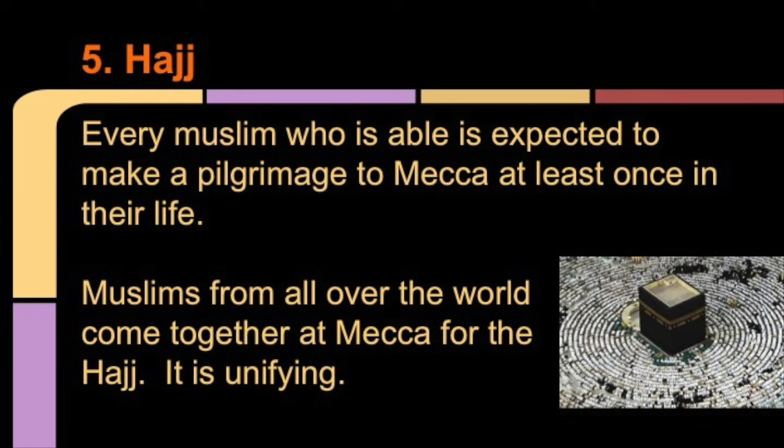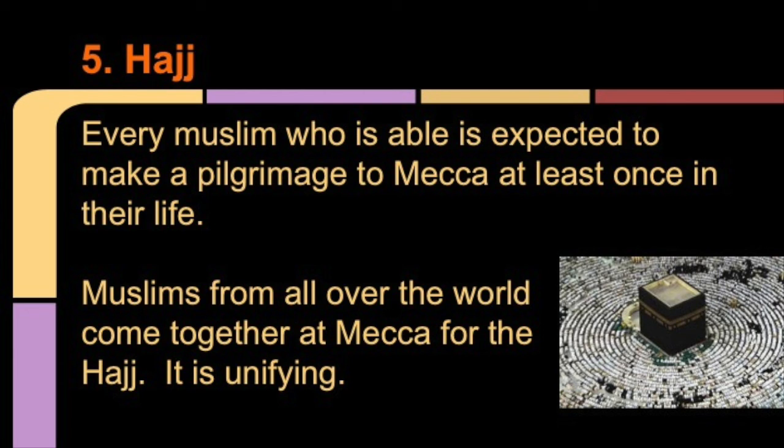The fifth and final pillar of Islam is the Hajj. The Hajj is a pilgrimage or a long journey that every Muslim is expected to make once in their lifetime. Every Muslim who is able is expected to make a pilgrimage to Mecca at least once in their life. Muslims from all over the world come together at Mecca for the Hajj. It's a unifying event. Again, this happens during Ramadan every year.